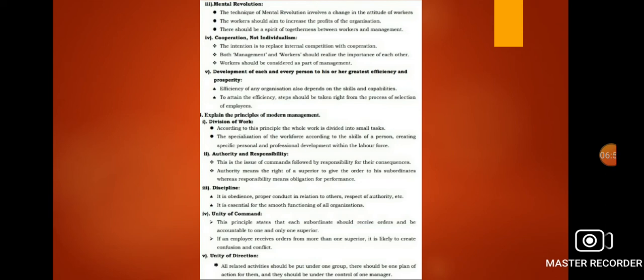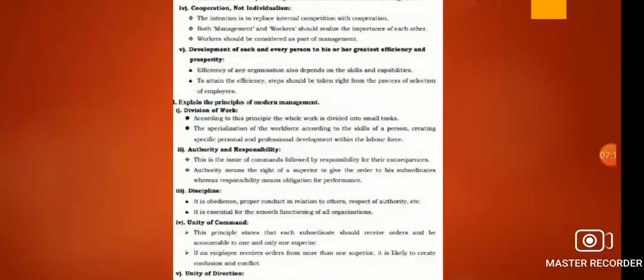Then next one, explain the principles of modern management. Henry Fayol is the father of modern management. The following are the major principles of modern management. First one is division of work. According to this principle, the whole work is divided into small tasks. The specialization of the workforce according to the skills of a person, creating specific personal and professional development within the labor force and therefore increasing productivity.